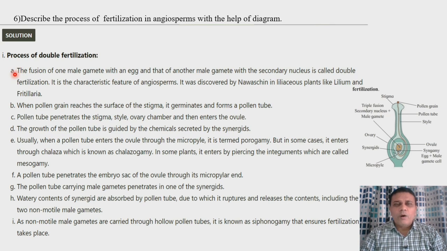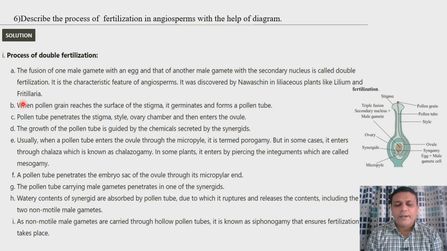The fusion of one male gamete with the female gamete, or egg, and the fusion of another male gamete with the diploid secondary nucleus is called double fertilization, and it is the characteristic feature of angiosperms. The process of double fertilization was first discovered by the scientist Nawaschin in plants like Lilium and Fritillaria.